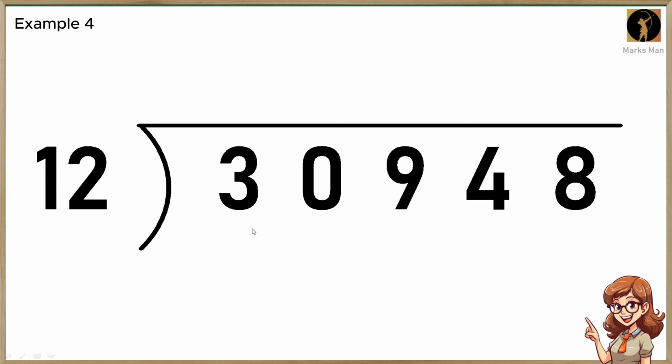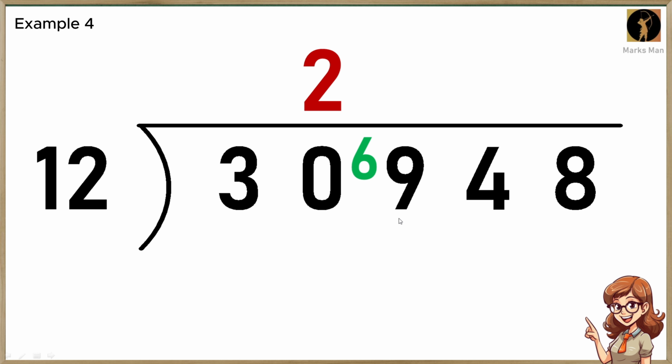Here we have a 5-digit dividend divided by a 2-digit divisor. Here, we cannot divide 3 by 12 since 3 is smaller than 12. So, we need to use 30. And 30 divided by 12, that is 2. Since there are 2 12's in 30. And 2 times 12, that is 24. And if you subtract that from 30, the answer is 6.